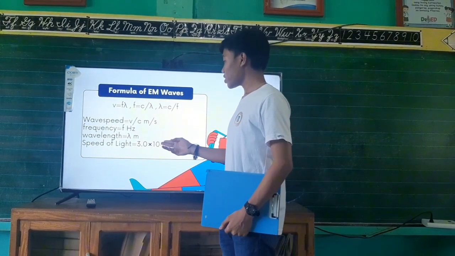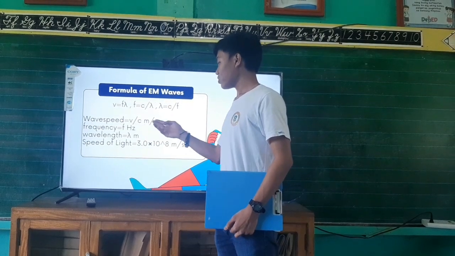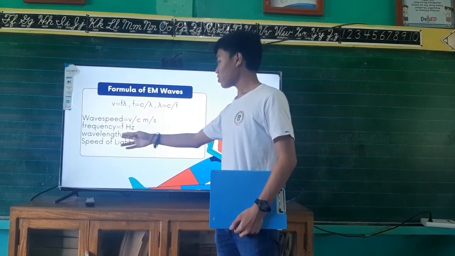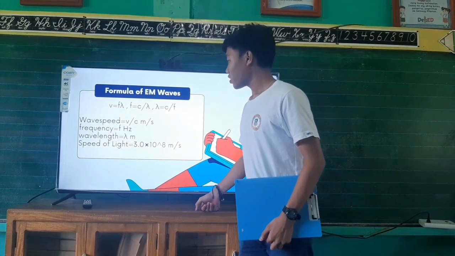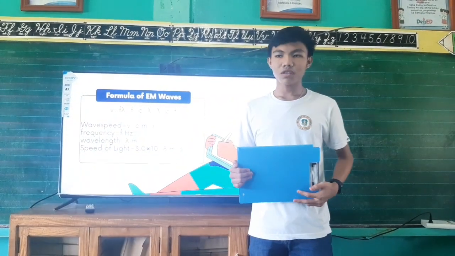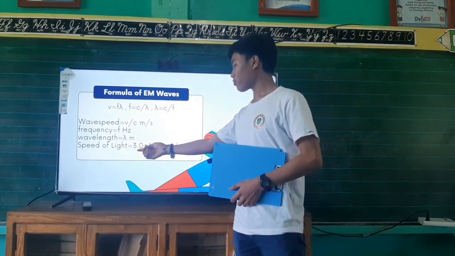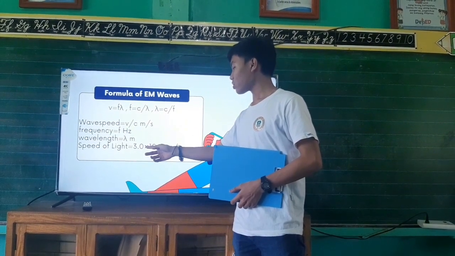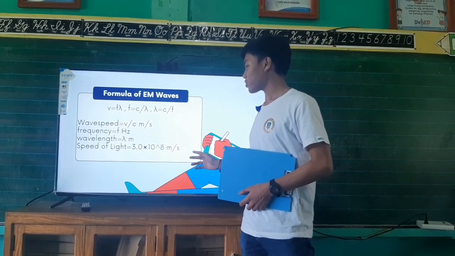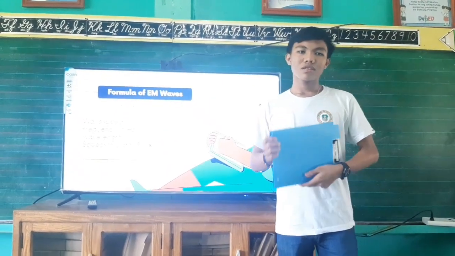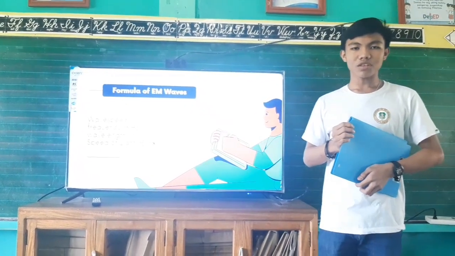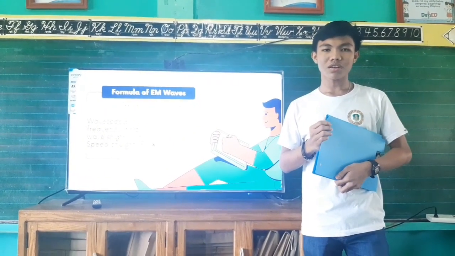The unit of measurement of these three: wave speed is meters per second, frequency is hertz, and wavelength is meters. If there is no given wave speed, the automatic value of wave speed is equal to 3 times 10 raised to 8 meters per second, which is the speed of light. Now that I've shown you how to formulate them, let us start the equating.